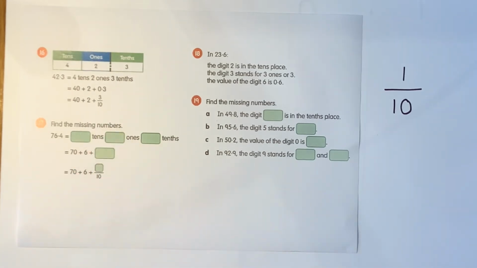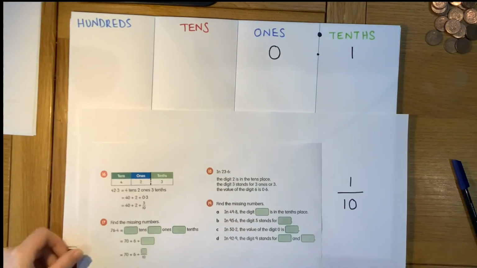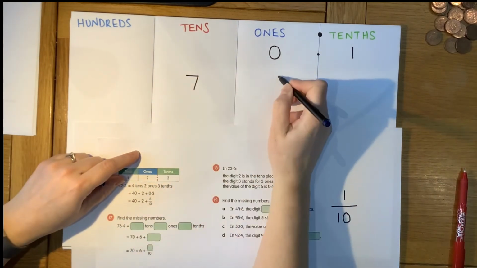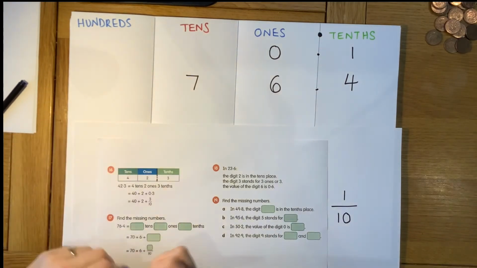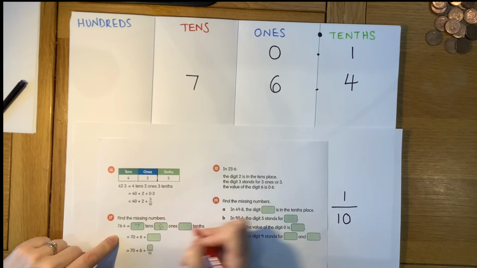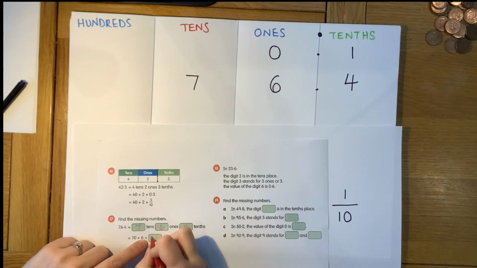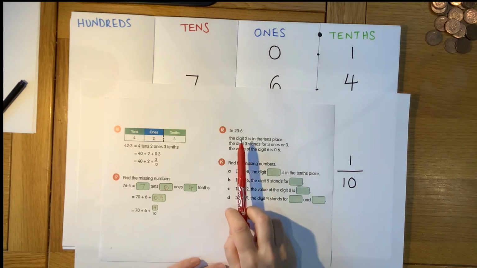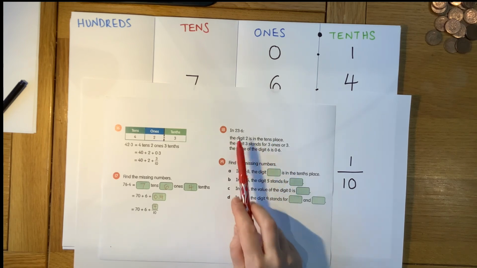So we need to do the same with this one. So 76.4, well, if I were to write it on my place value grid, I'm just going to move that down a little bit. 76.4, 7 tens, 6 ones and 4 tenths. There we go. It's 7 tens, 6 ones and 4 tenths, or 70 add 6, and that 4 tenths we would write as 0.4, or as a fraction it would look like that. 18 is one to talk through then, so 2 is in the tens place, the digit 3 is 3 ones, or 3, and the digit 6 is 0.6.